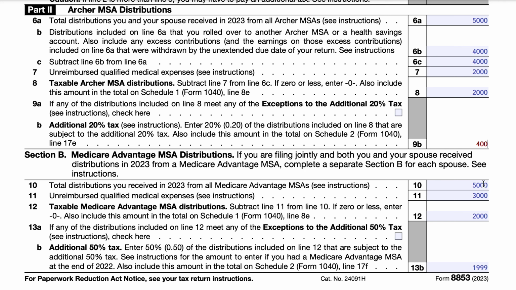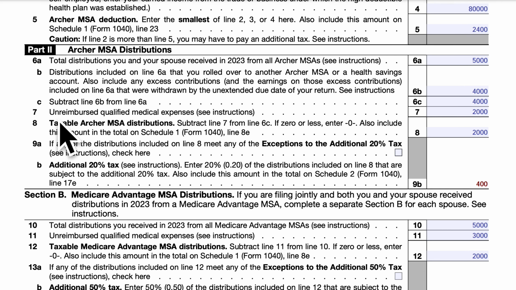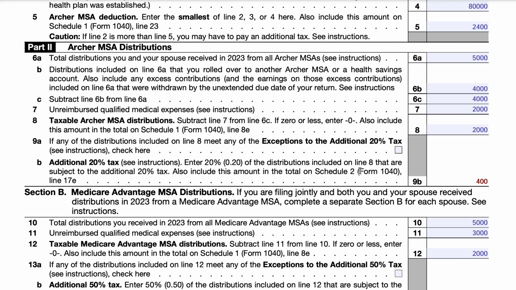Let's say that the distributions were $5,000 from all Medicare Advantage MSAs. Let's imagine that line 11 is $3,000 worth of unreimbursed qualified medical expenses. So the line 12 is the taxable amount of your Medicare Advantage MSA distributions, and you subtract line 11 from line 10. If it's 0 or negative, you would enter 0 here and in Schedule 1, line 8E. Basically the same line that you would report these taxable Archer MSA distributions.